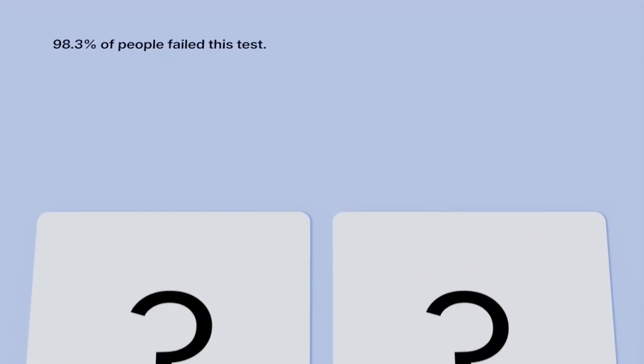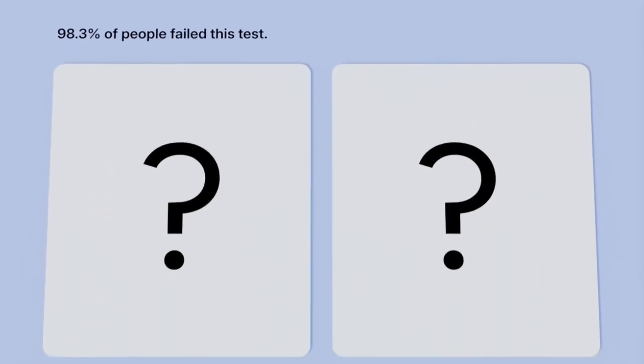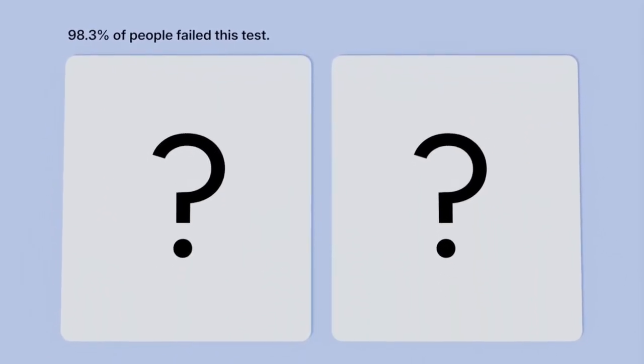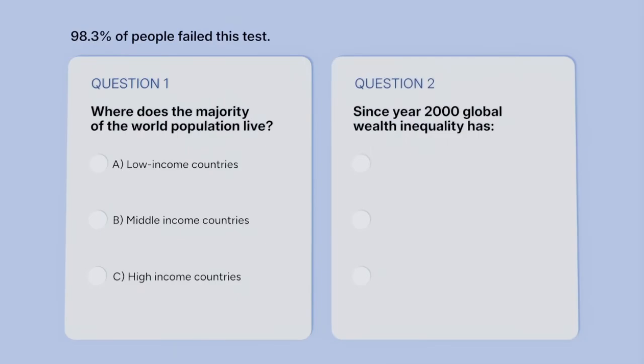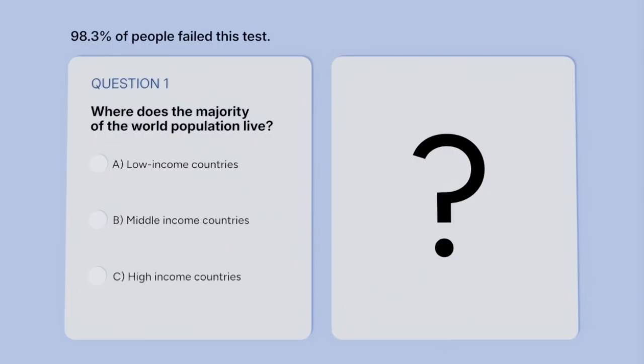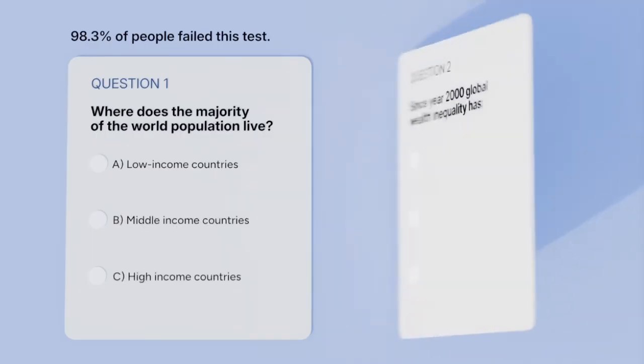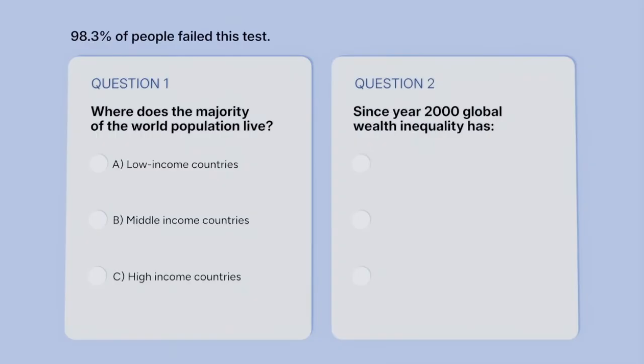And I'm gonna make a bet. You probably can't answer these two simple questions about the world. Fewer than 2% of my viewers got them right. Question 1. Where does the majority of the world population live? A. Low income, B. Middle income, or C. High income countries? And 2. Since year 2000, has global wealth inequality A. increased, B. stayed the same, or C. decreased? Hold on to your answers, we'll come back to them.